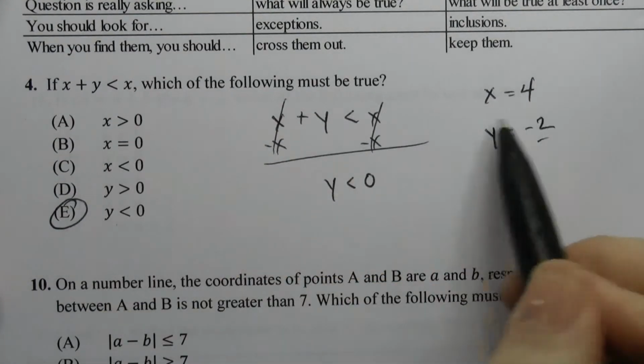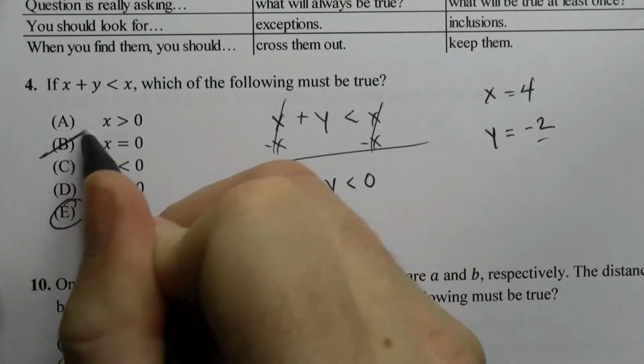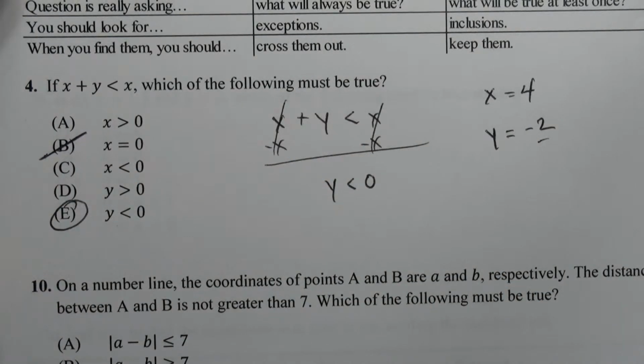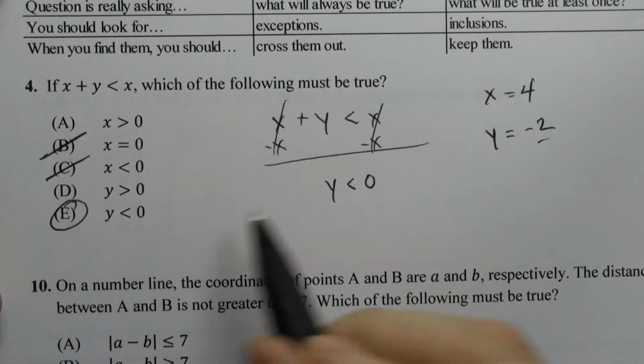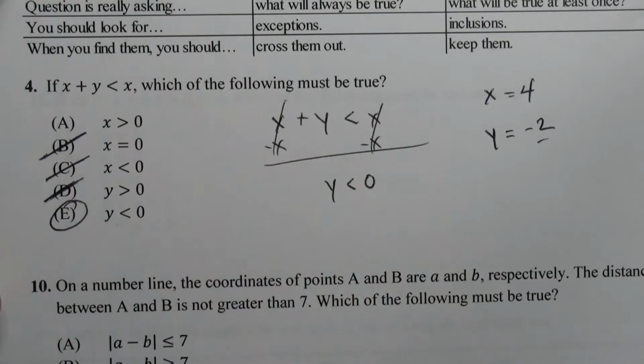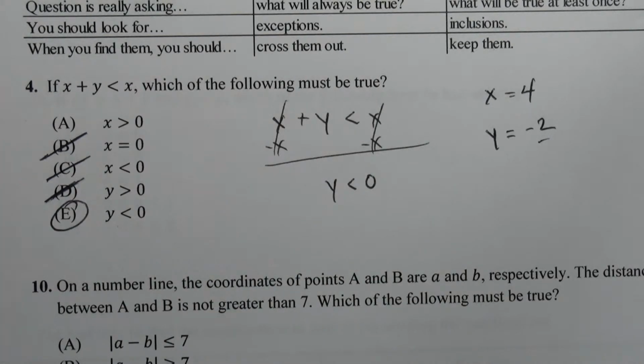X equals 0. We just found an instance in which x was not 0, so we can cross that off. So again, the big difference is we're crossing off as opposed to using checks. X is less than 0. That's not true right now. Y is greater than 0. That's not true either, right? So even using one set of numbers, we were able to eliminate 3 of the 5 answer choices.